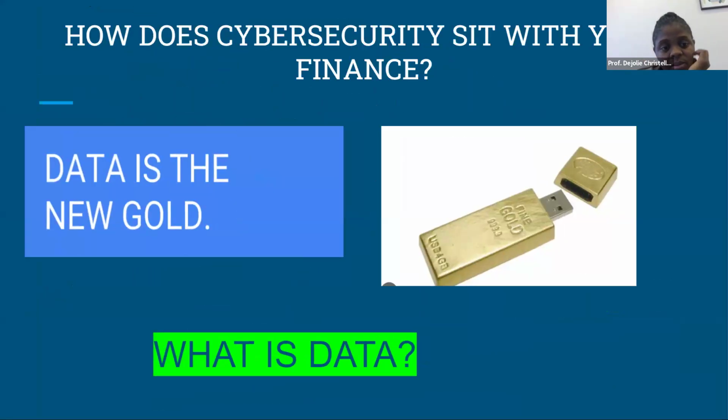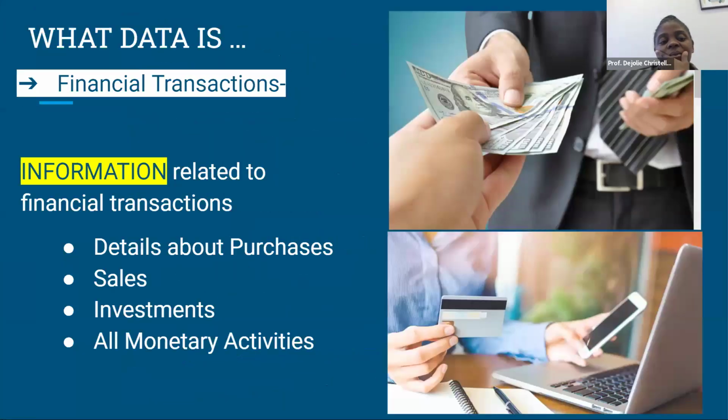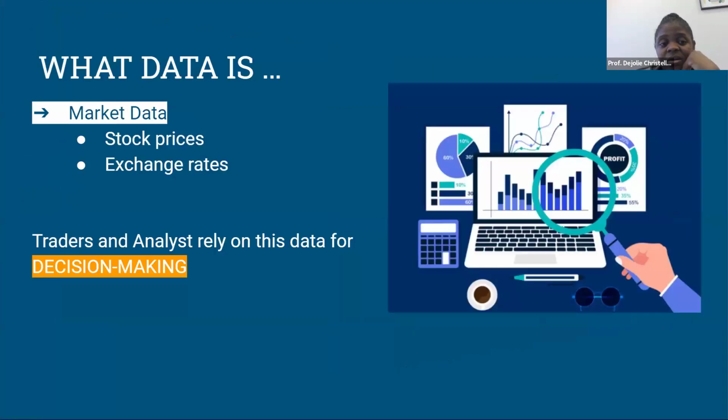Okay, so data is the new gold. Data is what we call information. When they say your data, it could be the details about your purchase, it could be the sales, it could be investment, it could be money, it could be anything. In the market, they say market data. What is that? Stock prices.